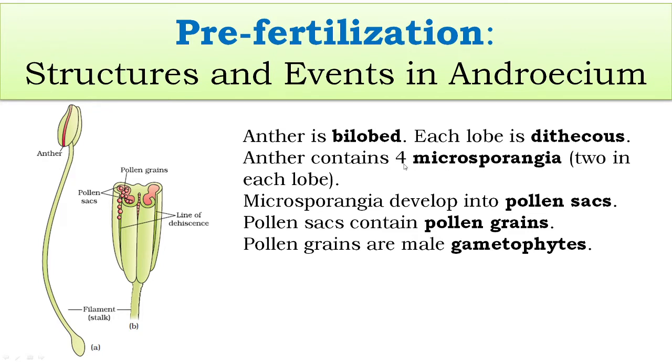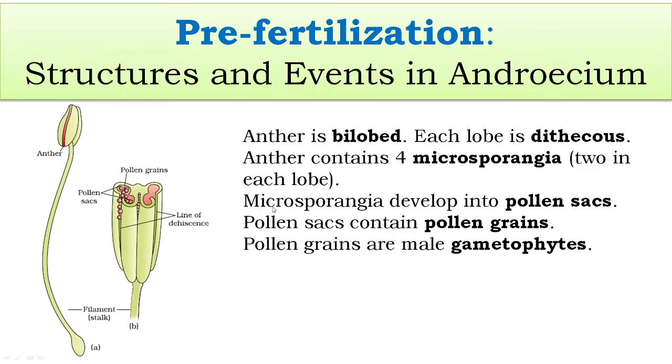There are 4 microsporangia, which means there are 2 microsporangia in each lobe. Each theca covers 1 microsporangium. That means since there are 2 theca in each lobe, there are 2 microsporangia in each lobe, and in total there are 4 microsporangia.